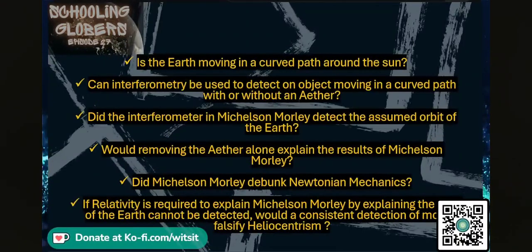I then flip the page here, ask one more question in between. Is the Earth moving in a curved path around the sun? The answer is yes. You could be like, yes, but no, it's moving in a curved path, but it's not, or whatever. And then I just asked the combination of the previous two questions at that point, which is, can interferometry be used to detect an object moving in a curved path with or without an ether? And the answer has to be yes.